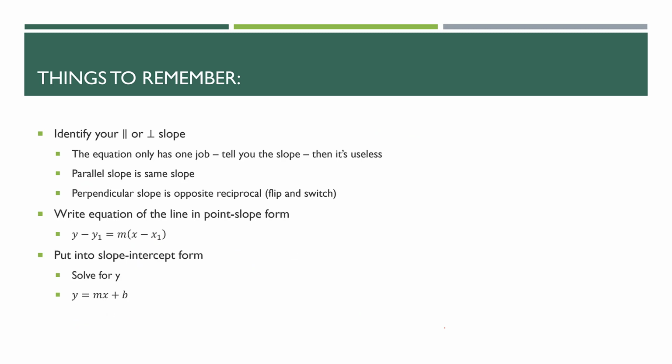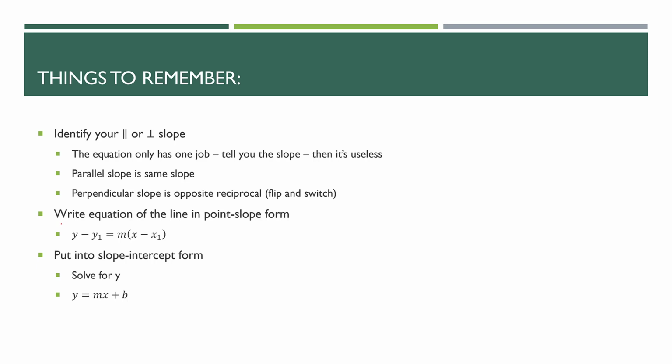All right, so just some things to remember. The new content from this lesson is about parallel and perpendicular slopes. Okay, so parallel slope is the same slope, and perpendicular is your opposite reciprocal, or flip and switch. And that equation in the problem, it only has one job. That's it. It just tells you the slope. Once you find your slope, cross it off. It's useless. It does nothing else for us. And then we're going to continue writing our equations with point slope form and then solving it for our slope intercept. In other words, solve for y.